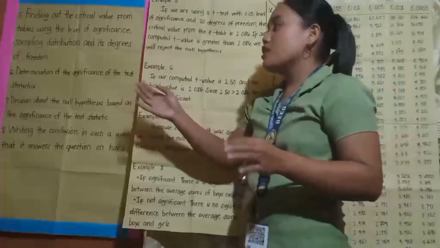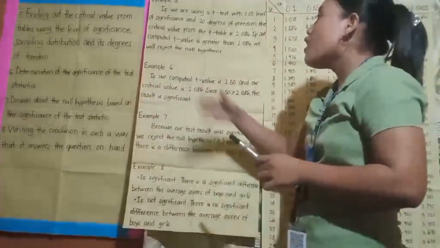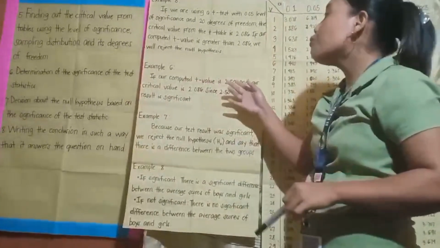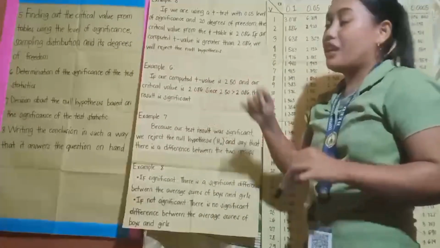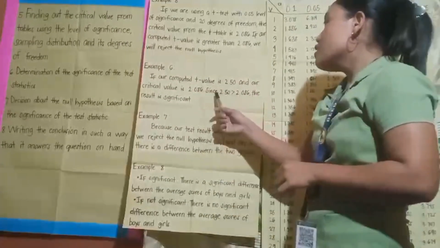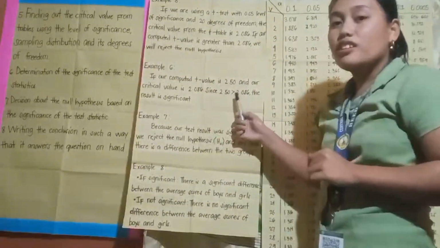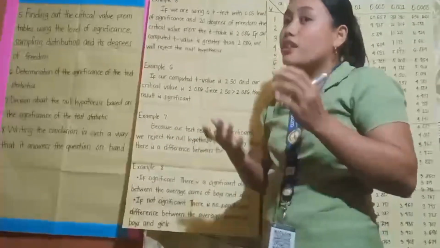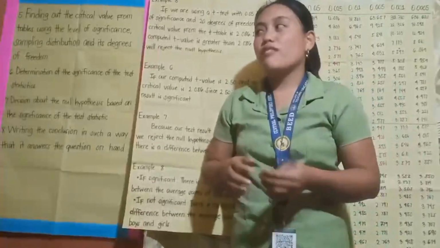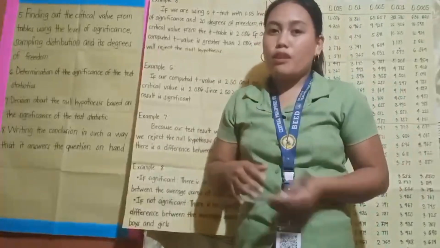So now, step 6 is we compare. We have an example. If our computed value is 2.50 and our critical value is 2.086, since 2.50 is greater than 2.086, the result is significant. Again, when we say significant, it is strong evidence that it did not happen by chance.